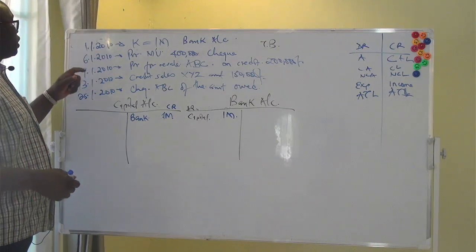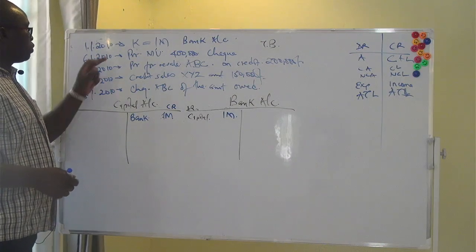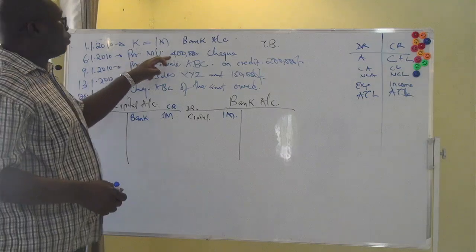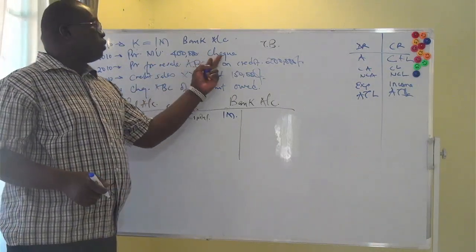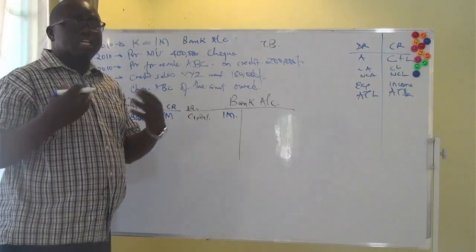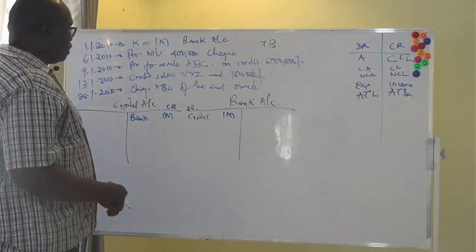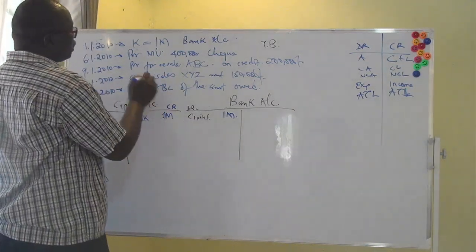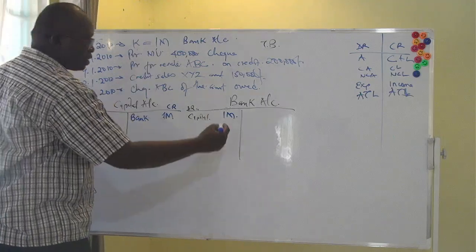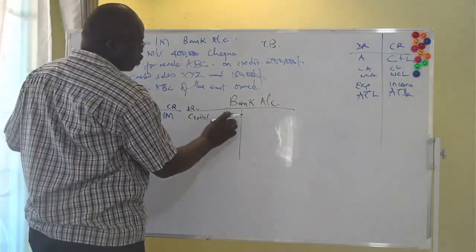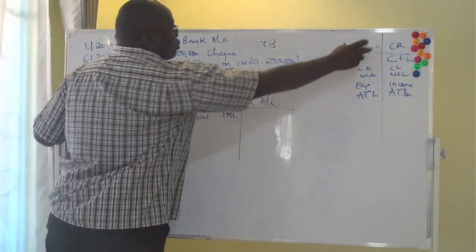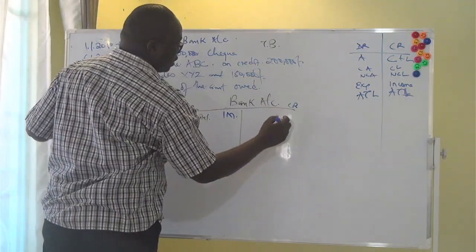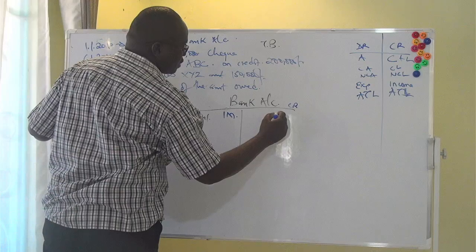Then the second thing we are told, on the 6th of January 2010, he made a purchase of a motor vehicle by check, worth 400,000 shillings. The moment you hear the word check, that means it is coming from the bank. So we look at the bank. Our bank is now decreasing because he bought a motor vehicle. This is an asset account, and if it is decreasing, we credit it. So we come to the credit side and decrease it by 0.4.